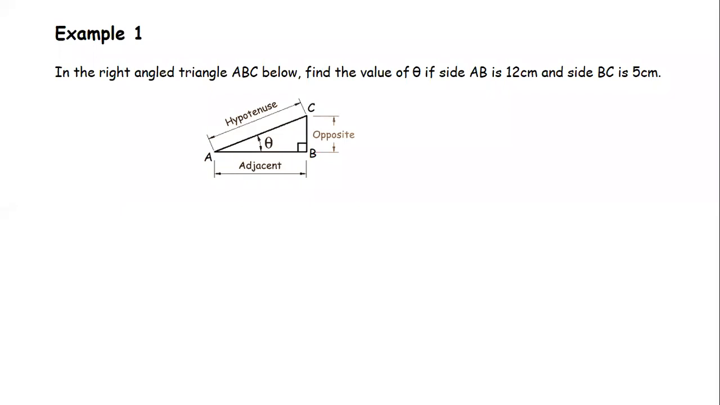So I want us to look at it again. This is the question we're given. We're told that in this right angled triangle ABC, we are asked to find the value of theta if side AB is 12 and side BC is 5 centimeters. We have been given the diagram.